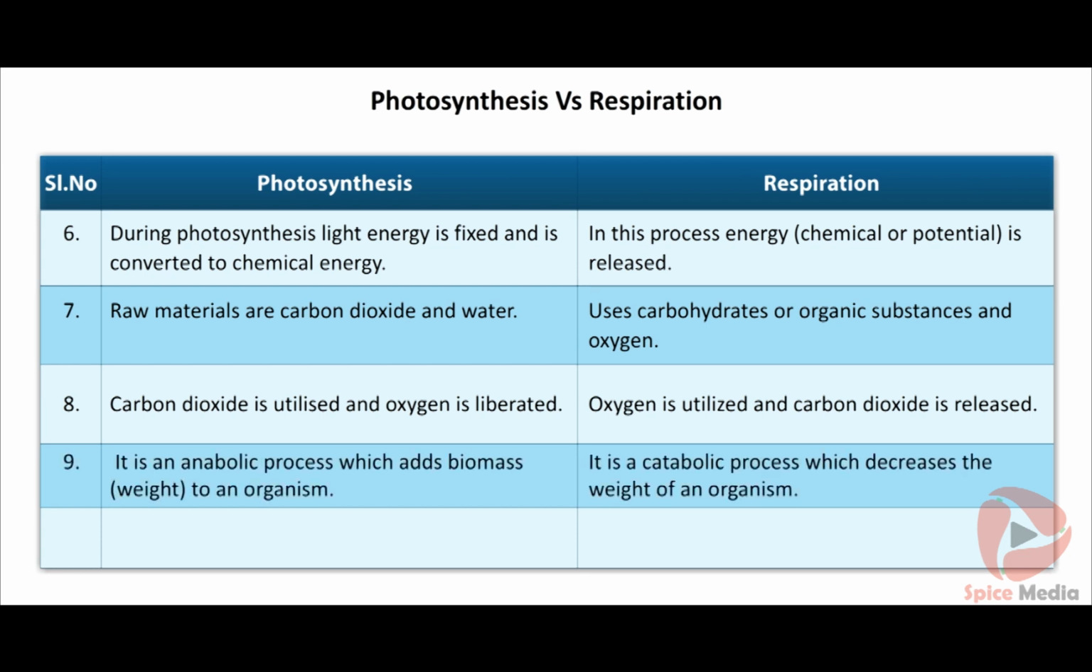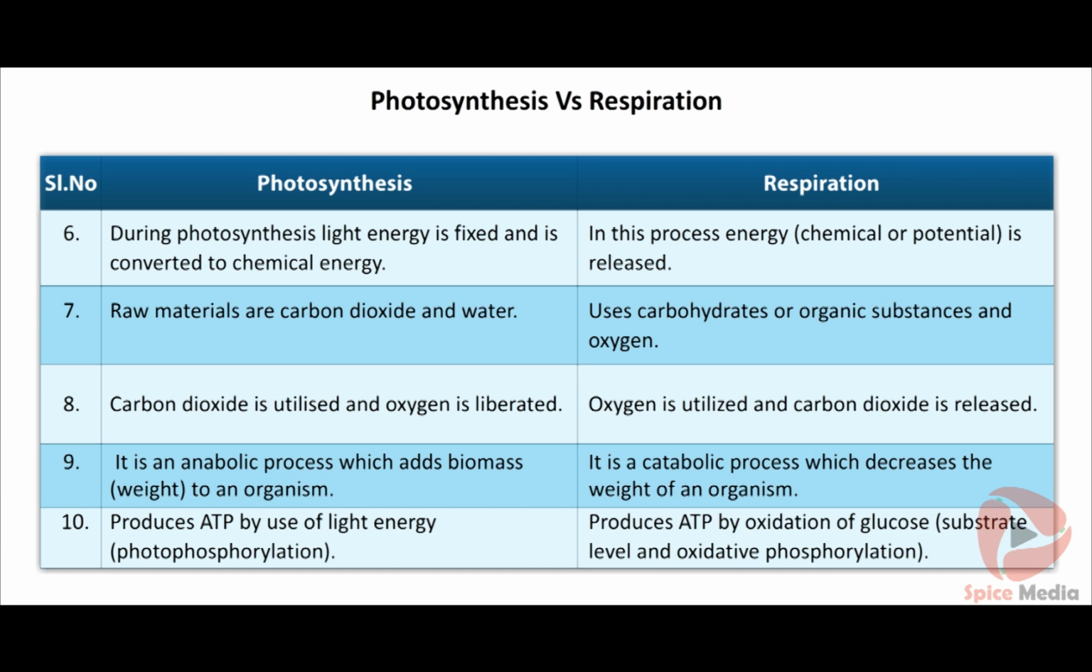Photosynthesis is an anabolic process which adds biomass, that is weight, to an organism. Respiration is a catabolic process which decreases the weight of an organism. Photosynthesis involves photophosphorylation, during which ATP is produced by using light energy. Respiration involves substrate level and oxidative phosphorylation, during which ATP is produced from the oxidation of glucose.